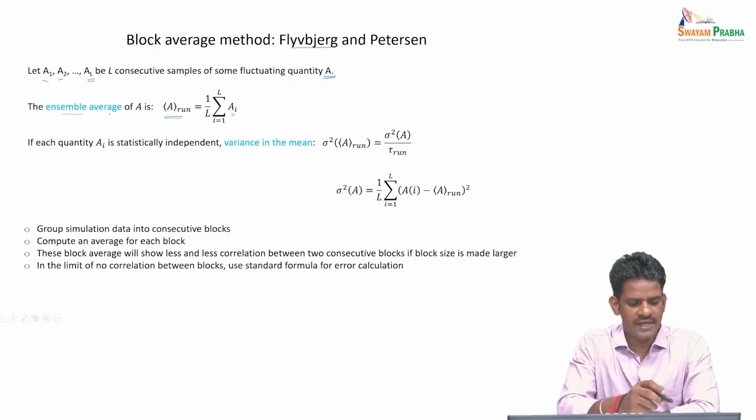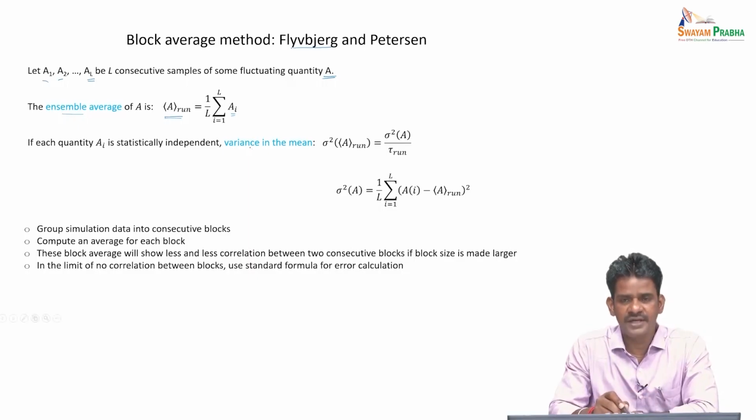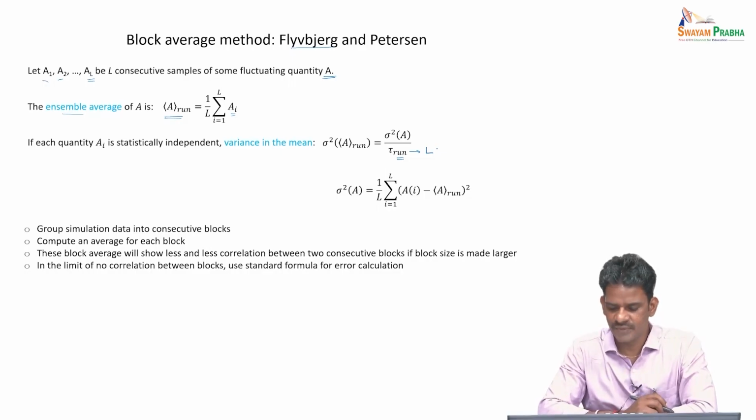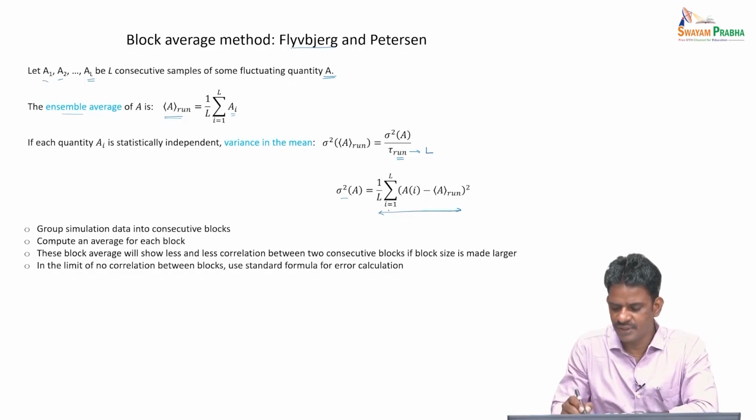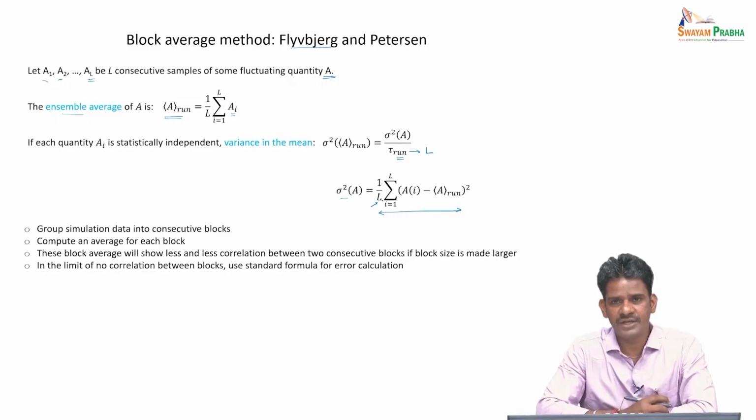And then if all these quantities Ai are statistically independent, then we can find the variance in the mean by sigma squared A divided by tau run, which is nothing but L here. That is the total number of points in this particular set, where the definition of sigma squared A comes from the formula given here. That is, we look at Ai minus the average, square them, and then sum over all the samples L. But we know that not all these data points in L will be statistically independent. So there will be some correlation among the data set itself. So in this block average method, we conduct certain operations by which we try to eliminate this correlation.